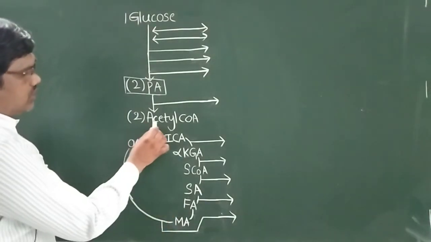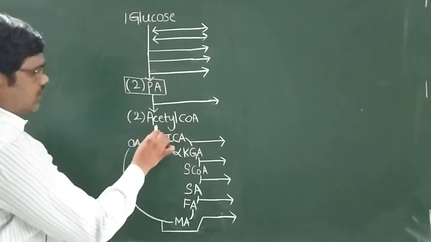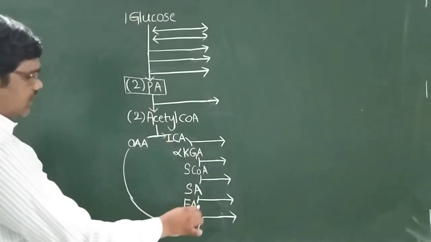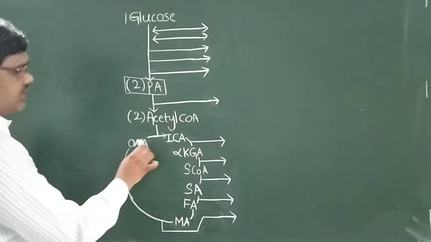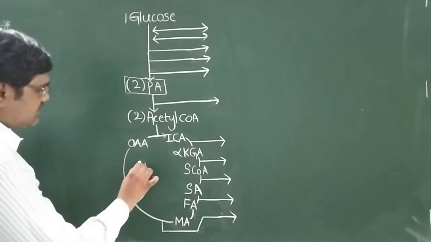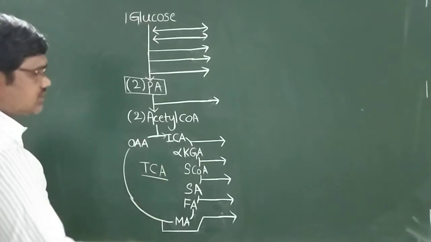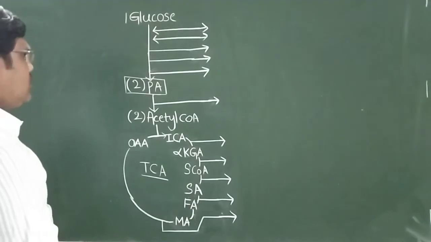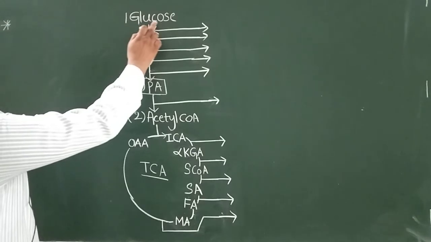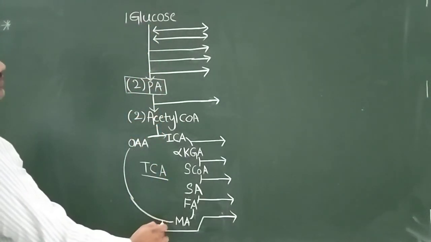Again, these two molecules of acetyl CoA enter the Krebs cycle, where a number of different intermediate products are formed. This is the TCA cycle, also known as the Krebs cycle. So in this complete oxidation of one glucose molecule, how many ATPs are produced?